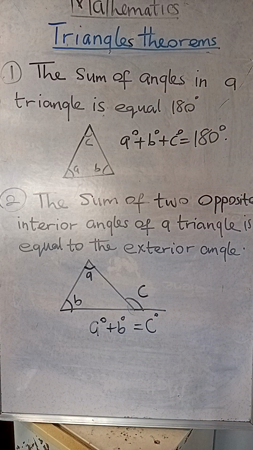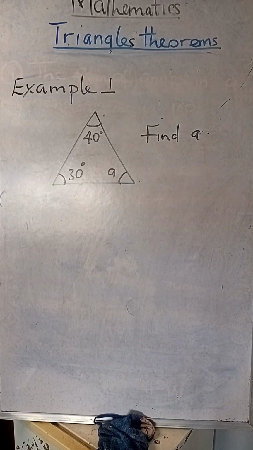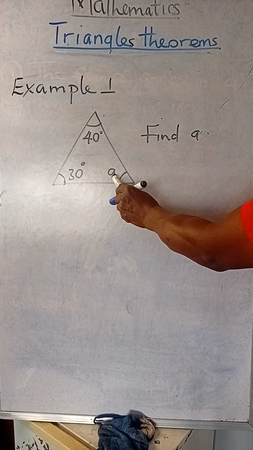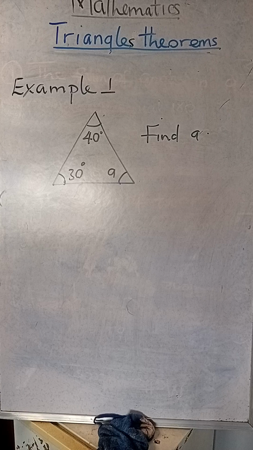So we'll be looking at questions and see how we can apply these theorems in order to solve questions. We'll take some questions and we'll solve and we'll wrap it up from there. So let's say we have this triangle on the board. We have angles, the first one is 40, the second one is 30, and the last one is A. So the question is find A.